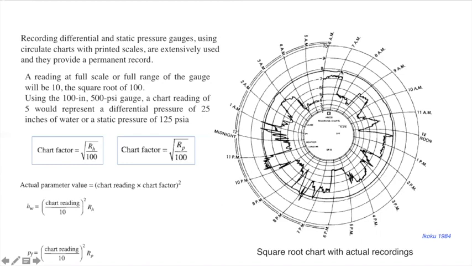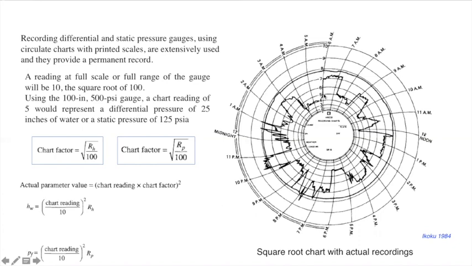As you can see here, a reading at full scale or full range of the gauge will be 10, the square root of 100. So this is showing you the 10 divisions. That means you have 100 inches of maximum pressure differential. So the maximum pressure differential which can be measured is 100 inches. Similarly, the maximum absolute pressure that can be measured is 500 psi, right? So the topmost circle will show you 500 psi. Now you see that in the chart, if you have a reading of 5, right?